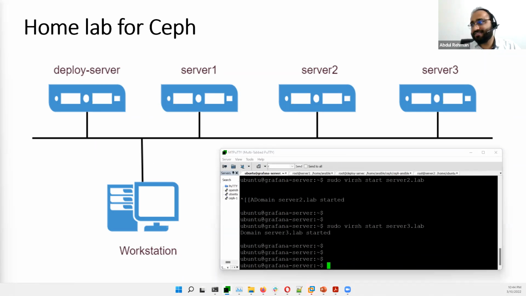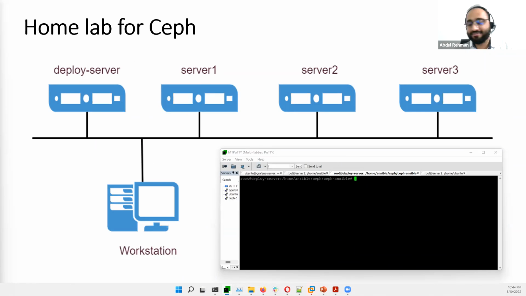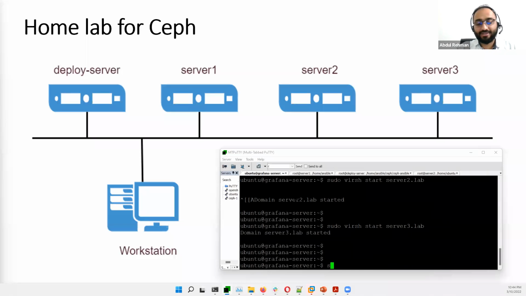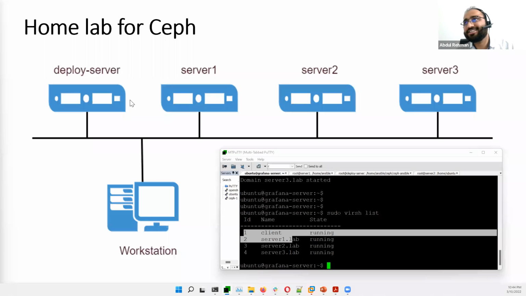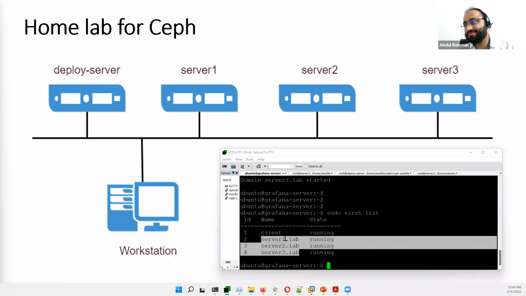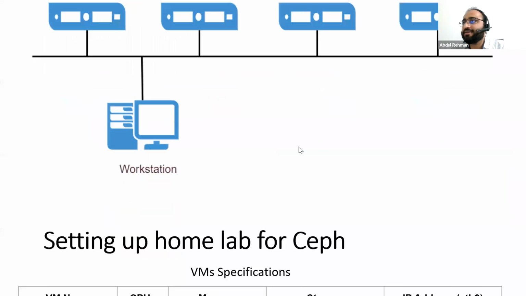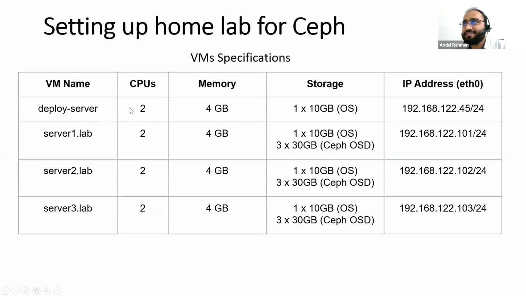So we have this deploy server, which is basically this server, and then I will show you the VM list. So basically we have these 4 VMs running. I have named it client instead of deploy server, and then we have these 3 servers running. These are the IPs. I have deployed using the minimal configuration, and this is also enough for testing purposes. So the deploy server has 2 CPUs, 4 GB, and similarly servers 1, 2, 3 have 2 CPUs, 4 GB memory.